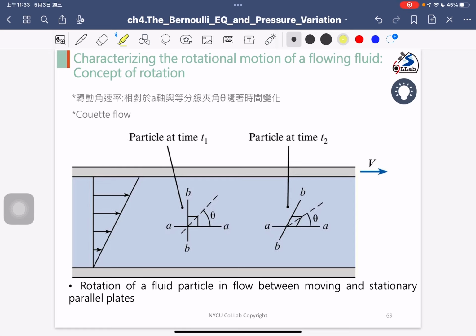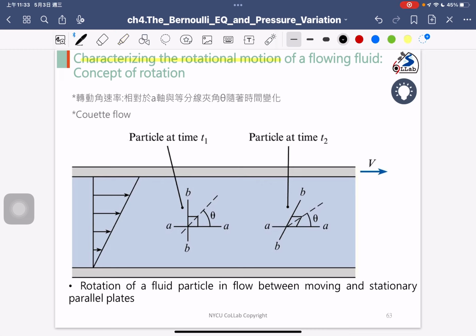Before our Kahoot, I wonder if I can introduce a little bit about rotational flow. Before that, in all the conditions we considered, the flow had no viscous effect. But in real cases, that's not really true. So sometimes the important thing is that we want to characterize the rotational motions of the flowing fluid. And sometimes we say rotations.